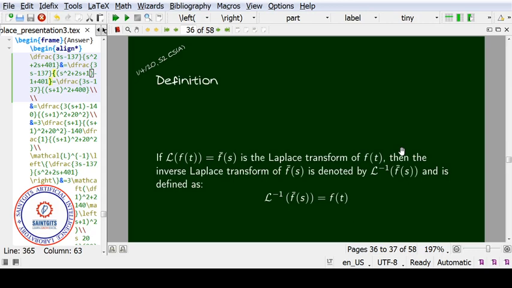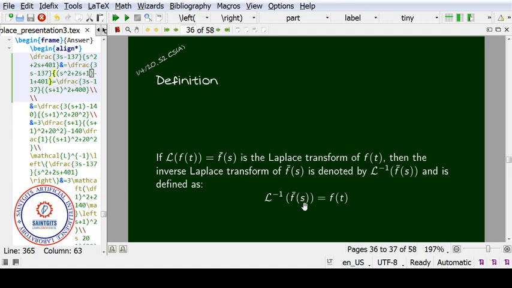First of all, we formally define what is inverse Laplace transform. We are familiar with the definition of Laplace transform. L of f of t is equal to f bar of s. Inverse means we start our journey from f bar of s and come back to f of t, or simply we start from s domain and come back to time domain. So formally it is defined as L inverse of f bar of s is equal to f of t.